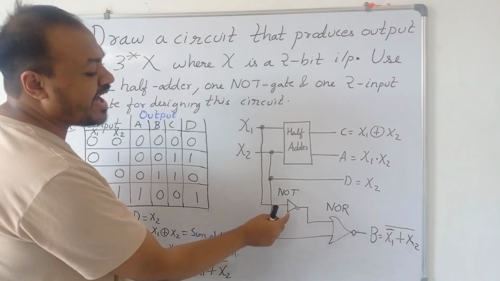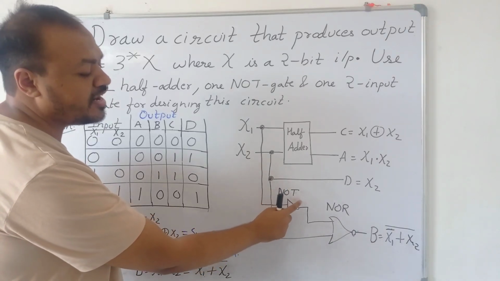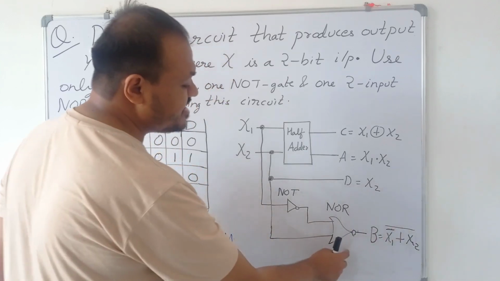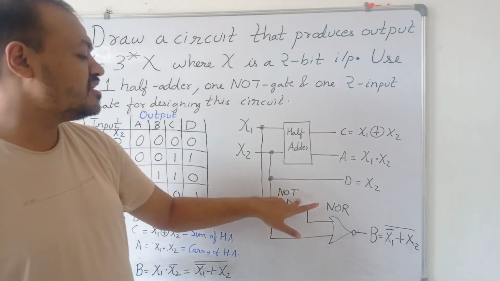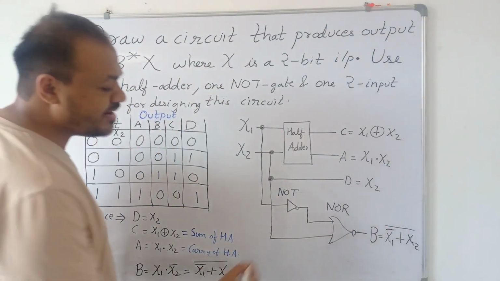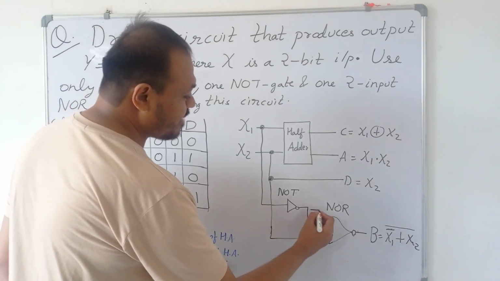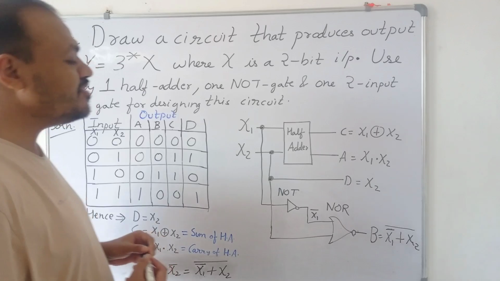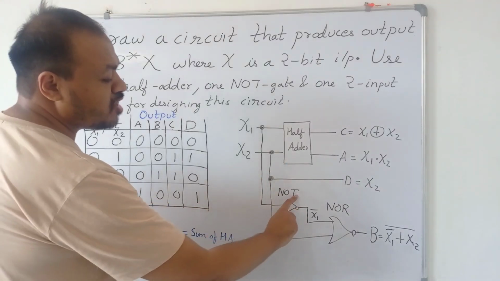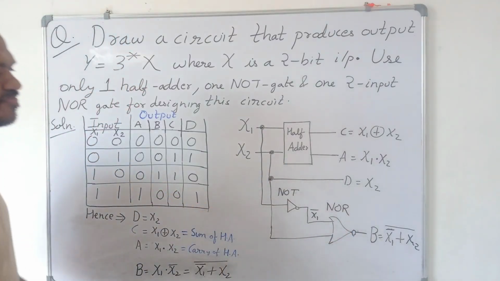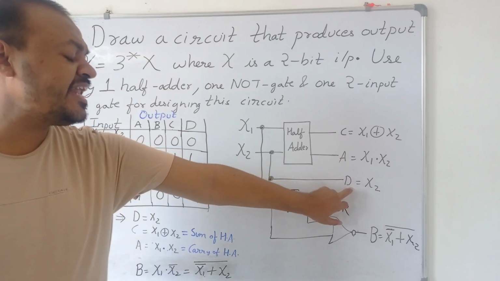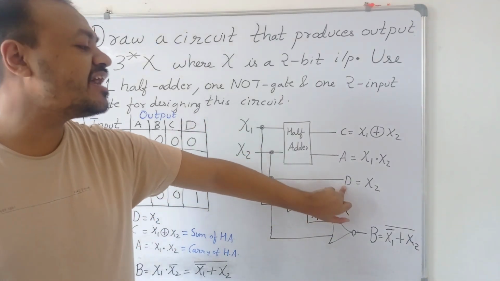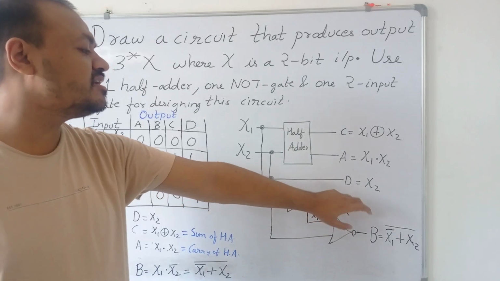Then X1 bar. For X1 bar we will need one NOT gate. And finally, to produce X1 bar plus X2 whole bar, we will need a NOR gate. So the NOT gate will give us X1 bar, and finally the NOR will give X1 bar plus X2 whole bar. So we will need a total of one half adder, one NOT gate and one NOR gate. For D, we do not need any logic gates because D is simply equal to X2. So X2 is directly connected to the bit D.